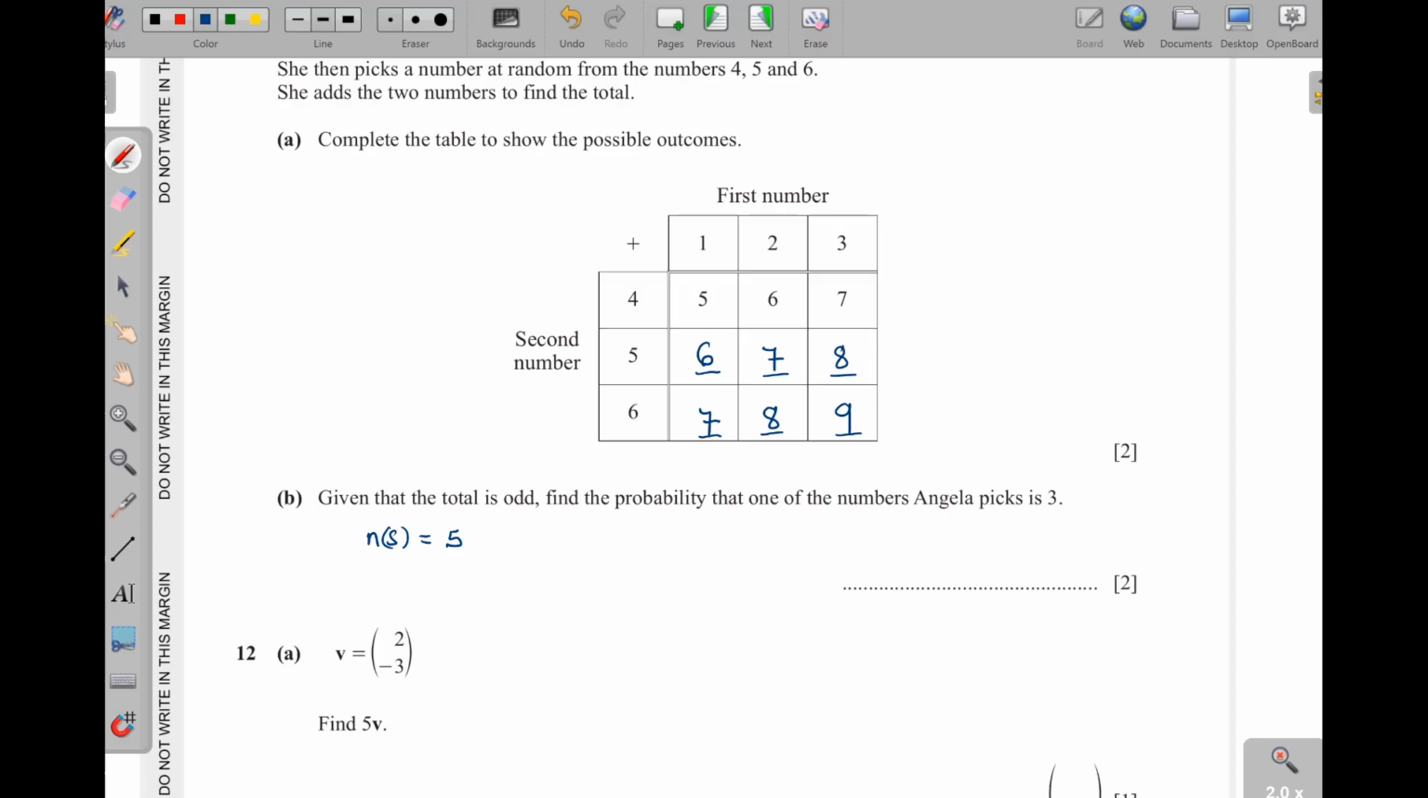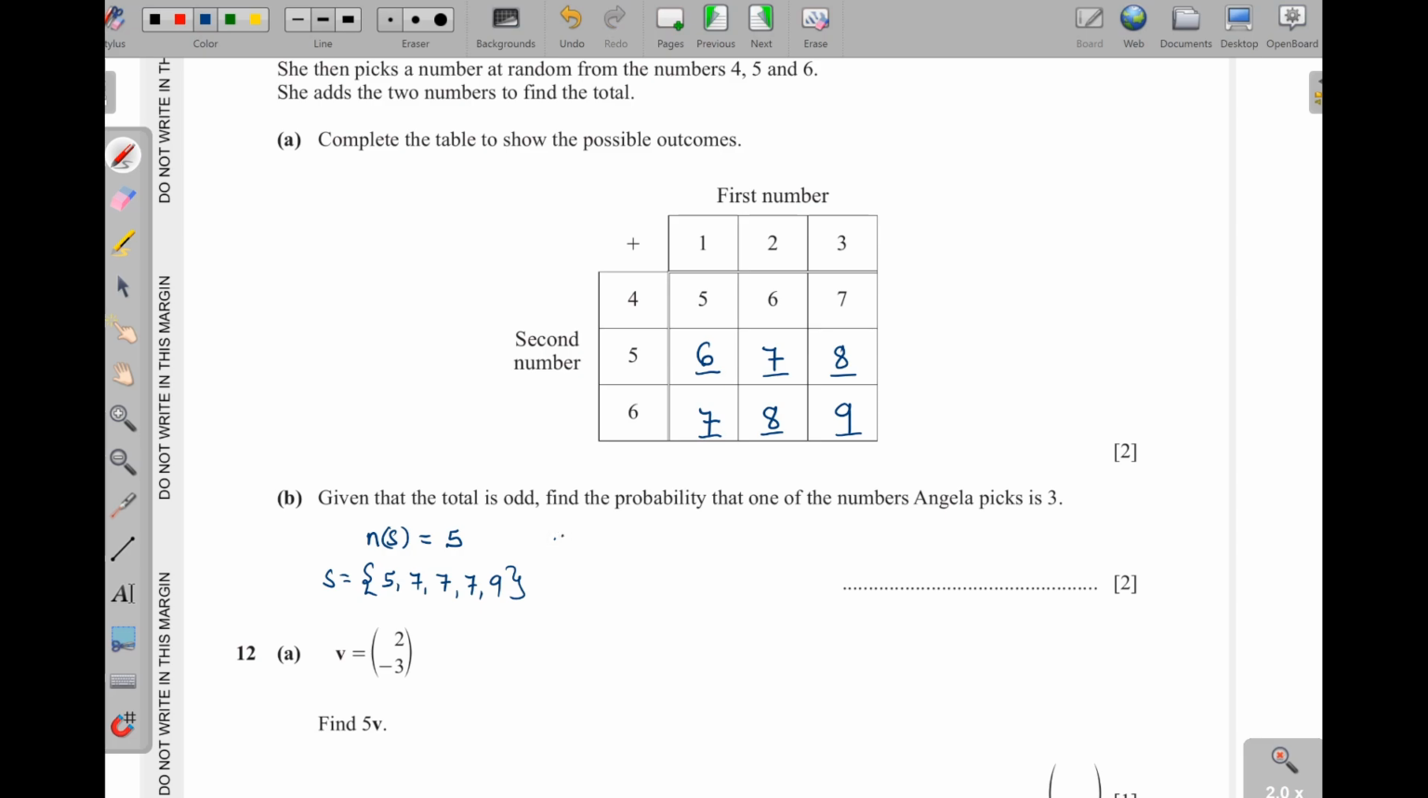Because we have seen that there is a 5, there is a 7, there is a 7, there is a 7, there is a 9. So the number in here is 5. Then the event.